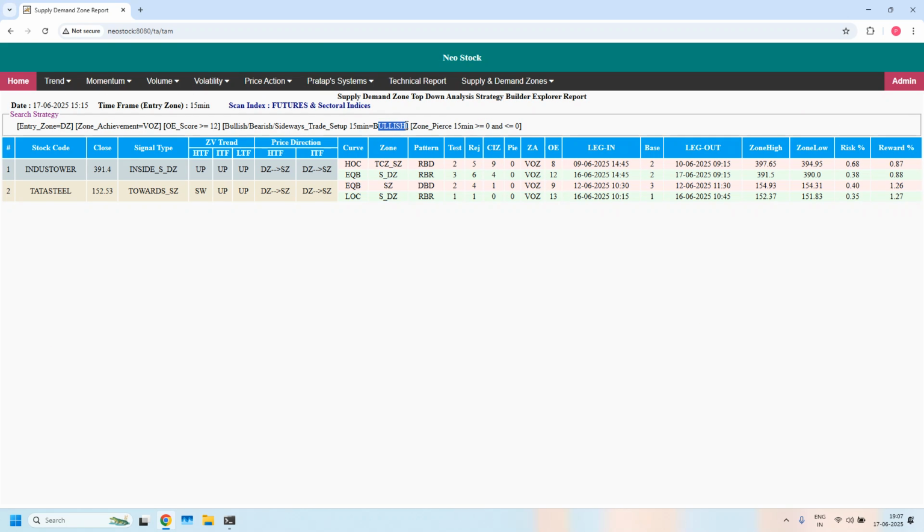Bullish trade setup for daily income trade. Entry time frame 15 minutes demand zone. Both these 15 minutes demand zones. See, already tested 6 times. This is already tested once.